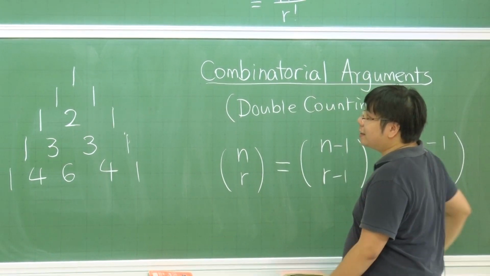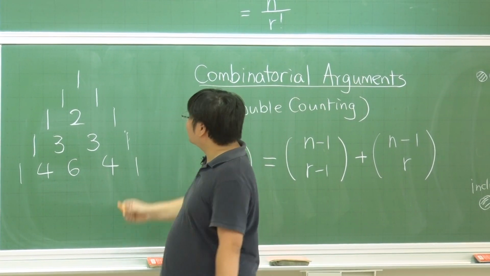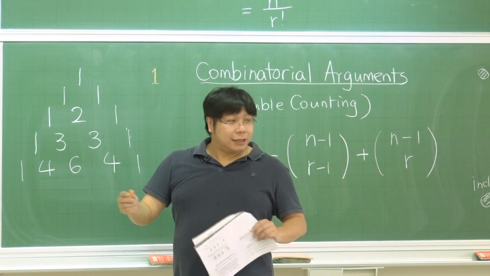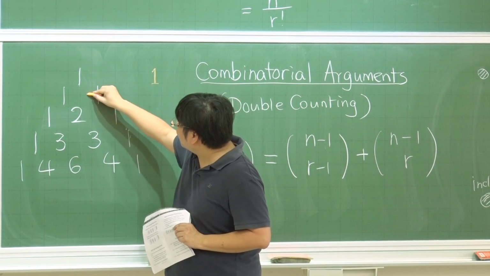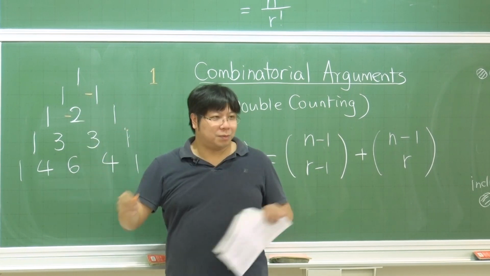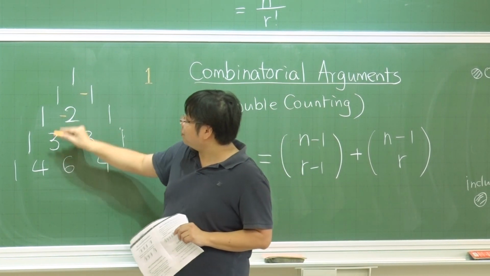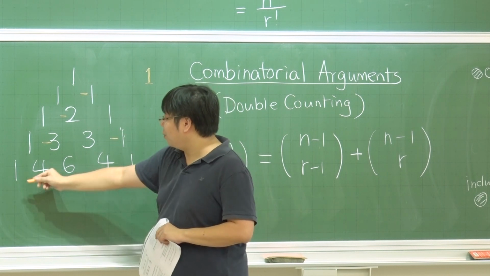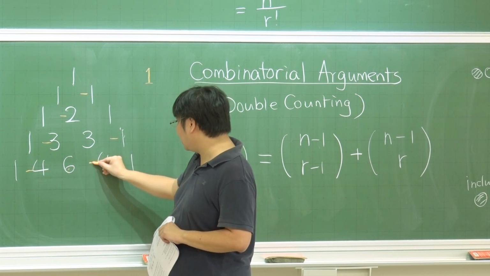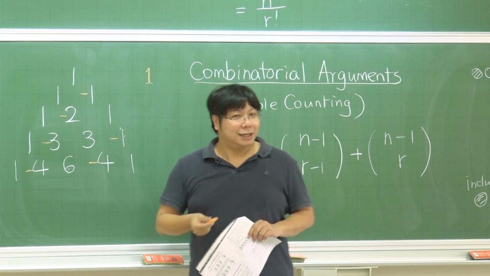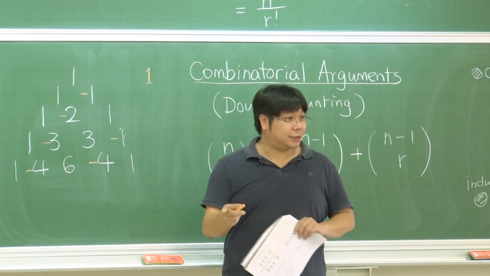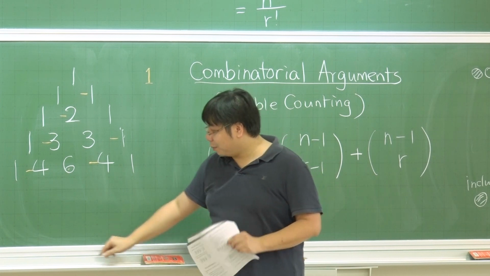Okay, so this time the first one is 1. This is an exception. The next time, we want every alternating term with the minus 1. So this will be 1 minus 3 plus 3 minus 1. 1 minus 4 plus 6 minus 4 plus 1. Is that okay? So you get a minus for every second term.